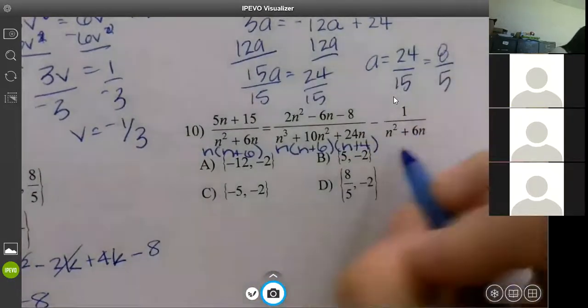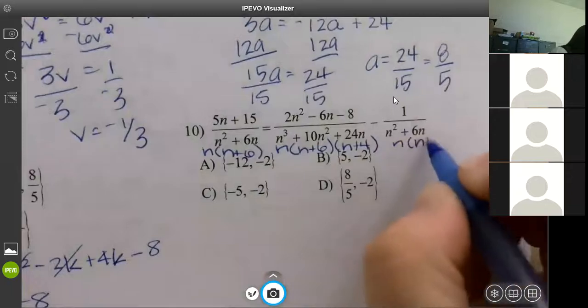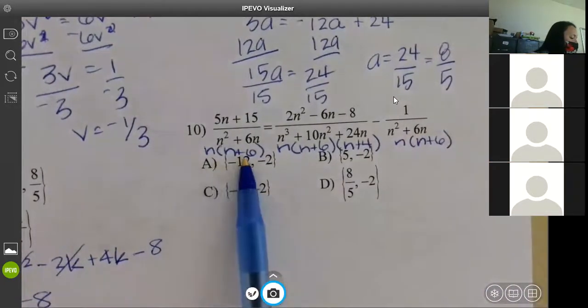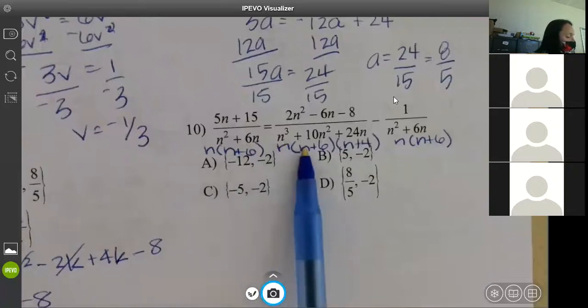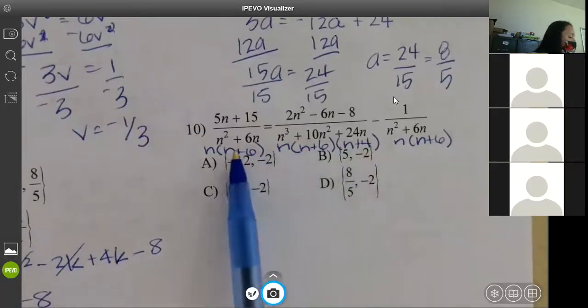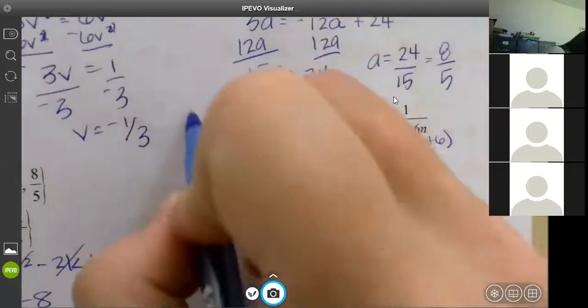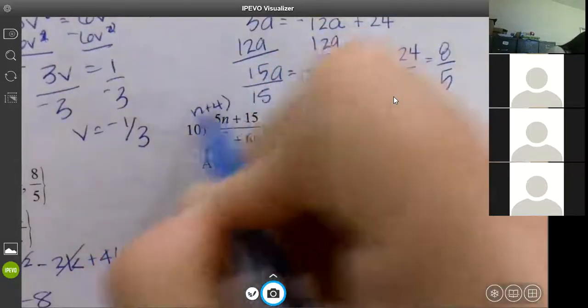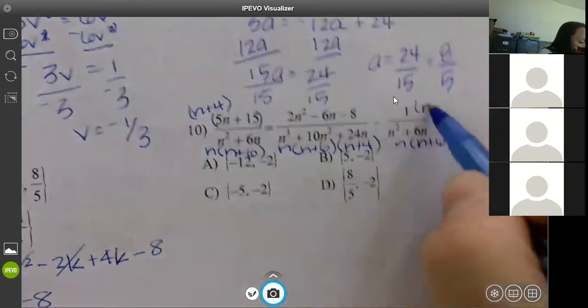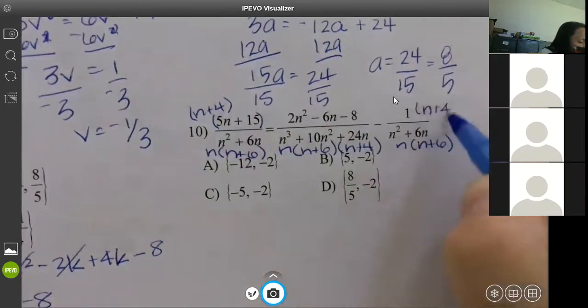And in the last one, it's n and n plus 6 again. So this one has n and n plus 6. This one has the n and n plus 6, but it also has what? N plus 4. This one doesn't have it, so that's what it needs. The middle has everything, and the last one needs the n plus 4.